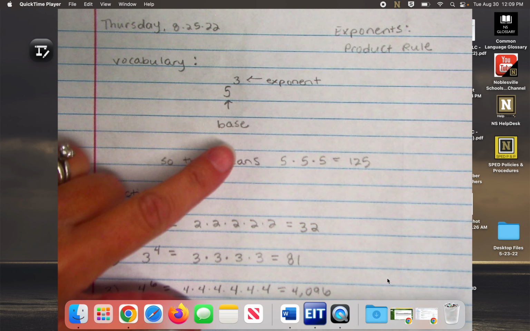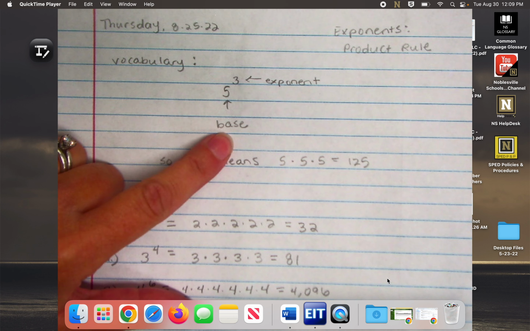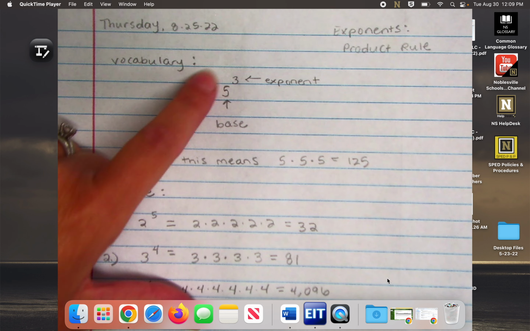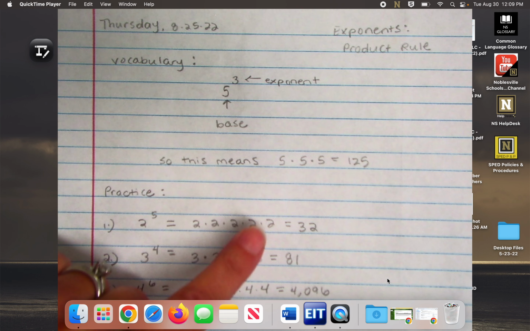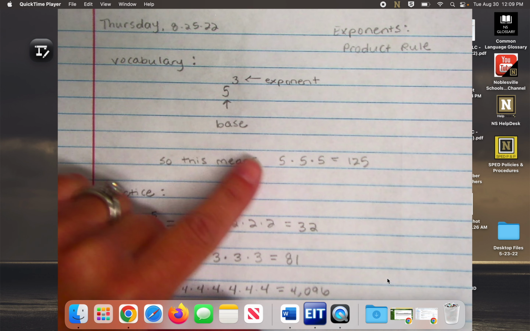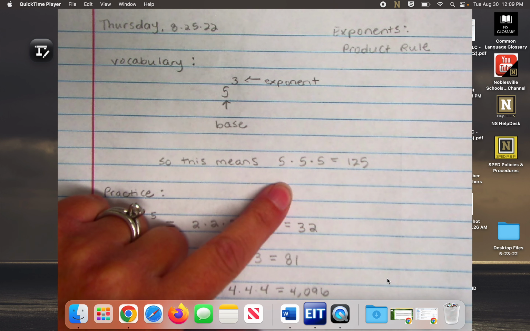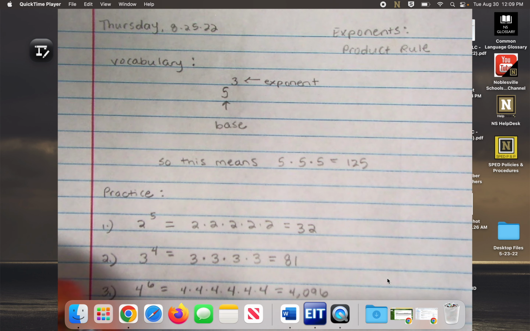We talked about, and you guys had watched an EdPuzzle about exponent rules. We talked about how the bigger number is the base, and the tiny number is the exponent. It's telling us what to multiply. So the base times itself three times.